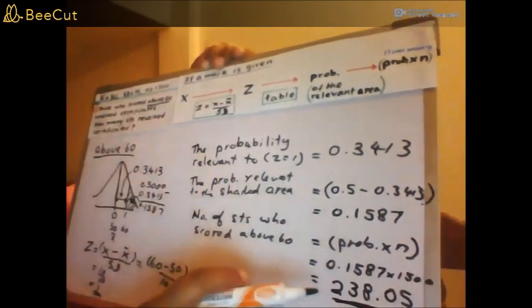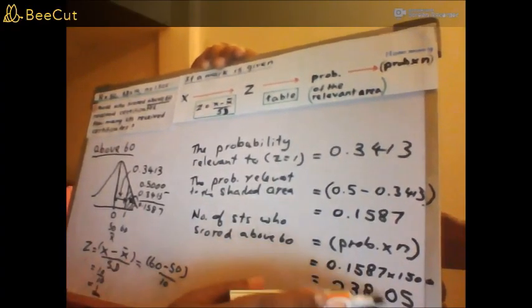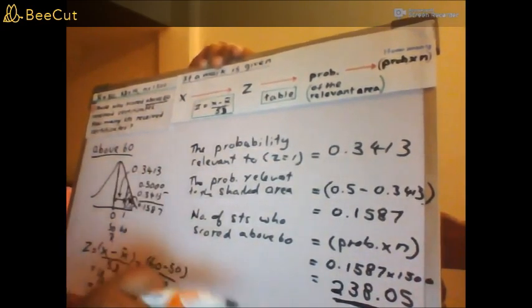Now, what is this? 238 students. 0.5 is there. 0.05 is there.